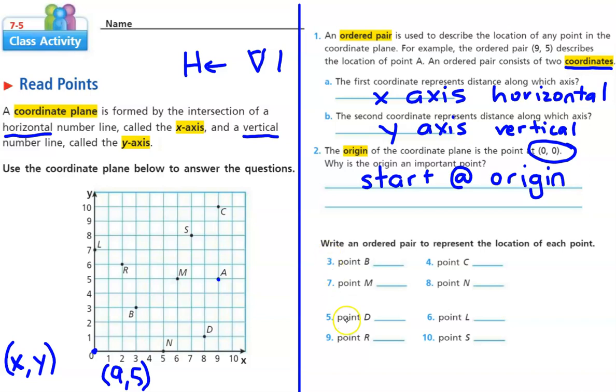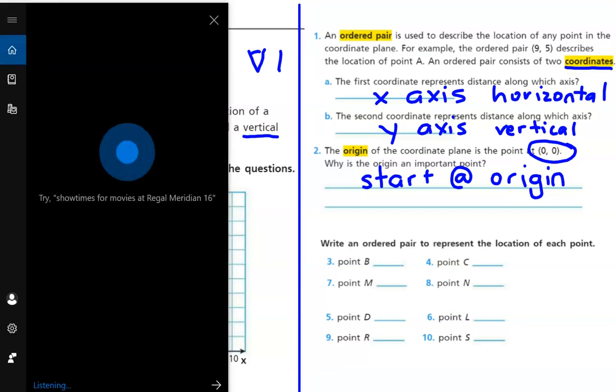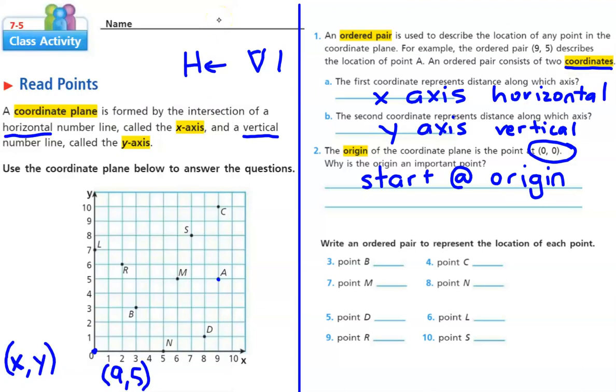So our 3 through 10 wants us to write an ordered pair to represent the location of each point. So let's find point B right here, and let's remember the very first thing we are supposed to do is the x-axis and then the y. I also like to think of it like this. You need to run before you jump. If you want to get a good jump off the ground, you got to run before you jump. Same is true of finding coordinates on a coordinate plane. You have to run before you can then jump.